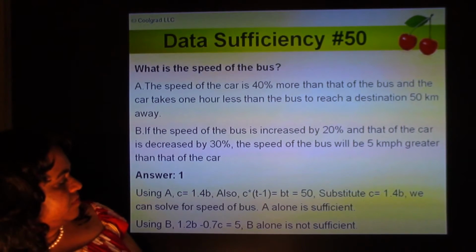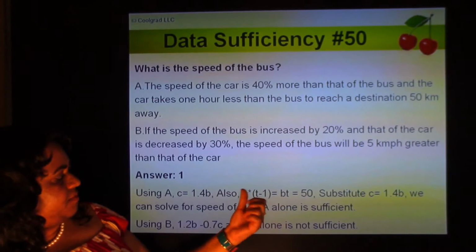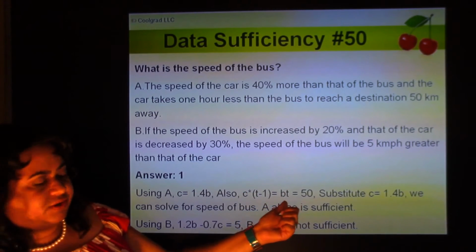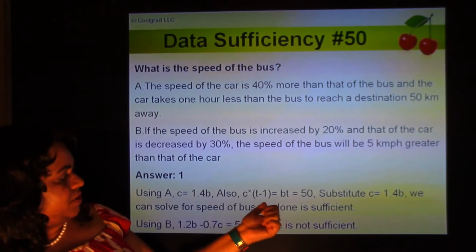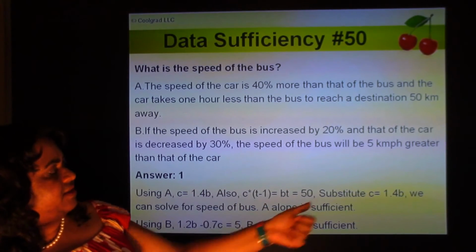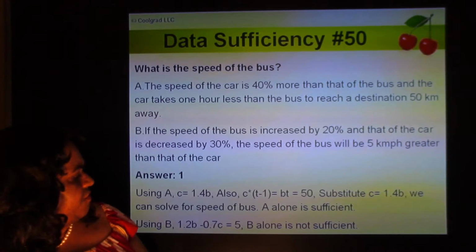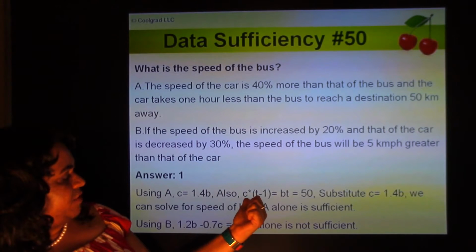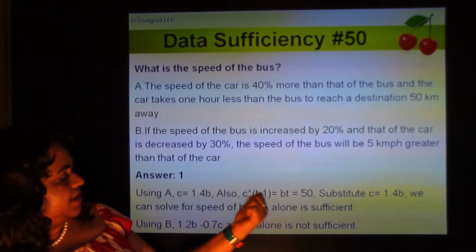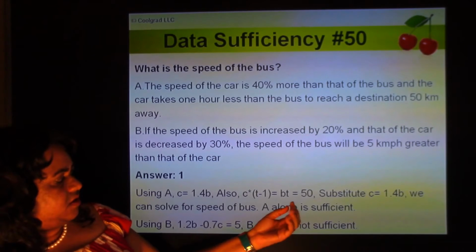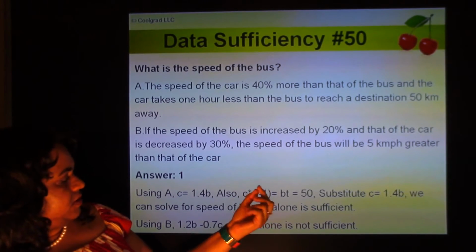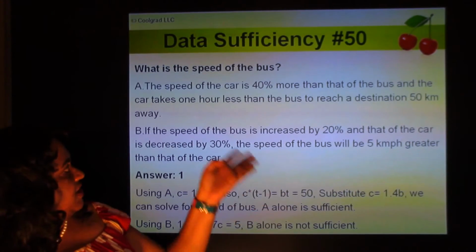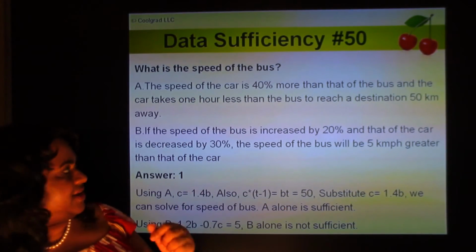So if the bus takes t amount of time, the car takes t minus 1 hour. So the car takes t minus 1 number of hours, the bus takes t number of hours, and they reach the destination 50 kilometers away. So clearly, if you substitute c equals 1.4b, you can solve for t right here, right? We can solve for t, and from that we can calculate the speed of the bus and the speed of the car. So it's clearly statement A alone is sufficient. Let's look at statement B.